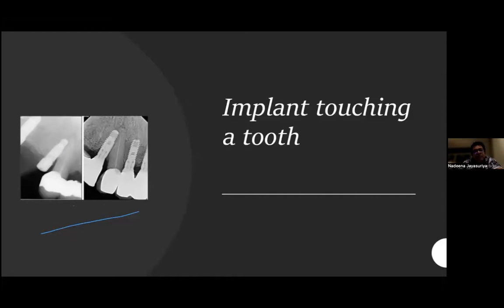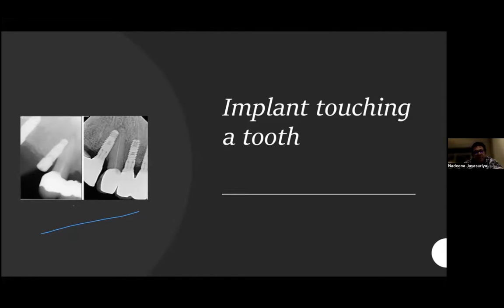There are little complications that can happen. Everybody makes mistakes. So if you read literature, you find people who make mistakes, they collect their data and they publish. So that's how they become good researchers. So sometimes we get implants too close to other teeth, but that's not the intention, but sometimes it happens. If the adjacent tooth doesn't have any symptoms, the implant will survive.